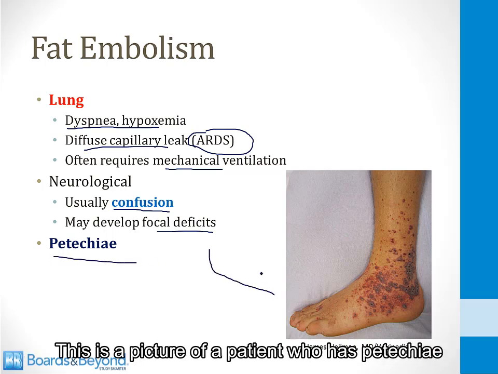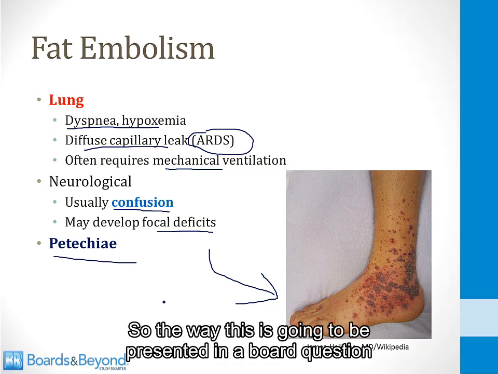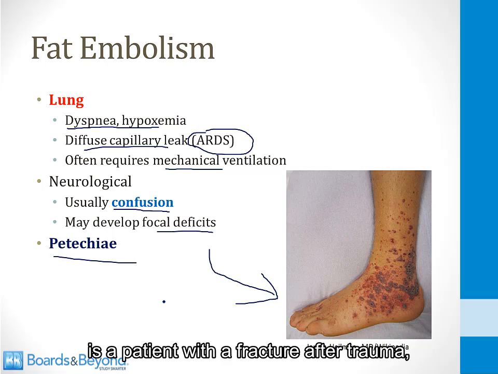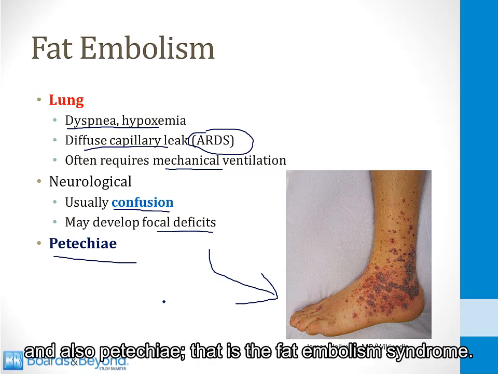This is a picture of a patient who has petechiae and purpura on their ankle. So the way this is going to be presented in a board question is a patient with a fracture after trauma who develops respiratory failure and confusion and also petechiae. That is the fat embolism syndrome.